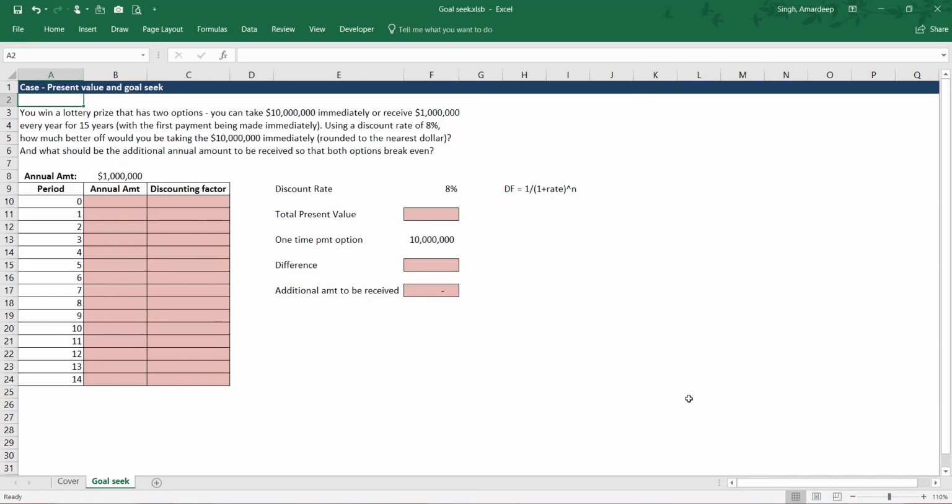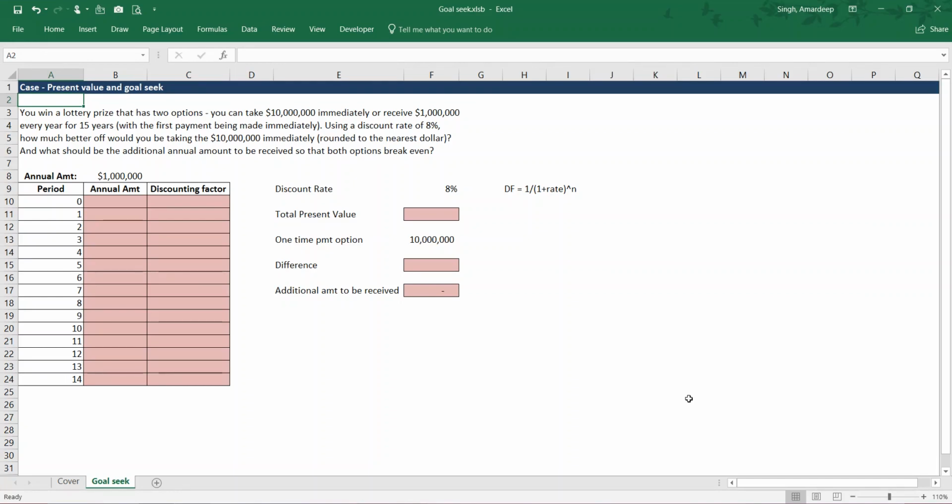In this case, let us imagine that you have won a lottery and there are two options attached to it. Option number one is that you can take $10 million immediately, and option number two is that you can receive $1 million every year for the next 15 years. And the catch here is that the first $1 million will be given to you immediately and the subsequent payments will happen at annual intervals.